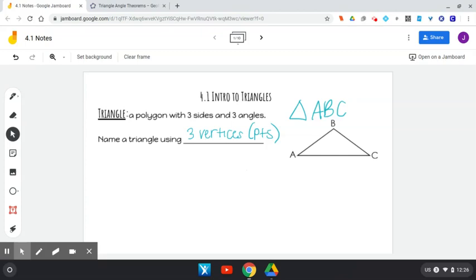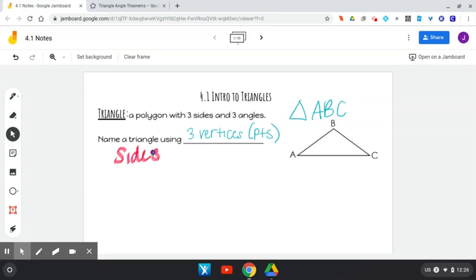But what I'm about to write down next doesn't need to be written down in your notes. It's just something to keep in mind. So there are a few ways to classify triangles that you might actually remember from elementary school. So one way is to classify a triangle by sides.